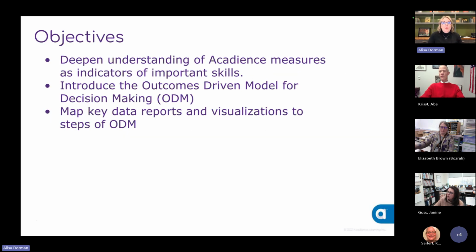So the goals or objectives for today would be that you deepen your understanding of Acadients as indicator measures, that you are able to sort of follow the use of data through a framework known as the outcomes-driven model for decision making, and that you would be able to map these data into key reports or visualizations that would help you answer questions from the decision-making framework.